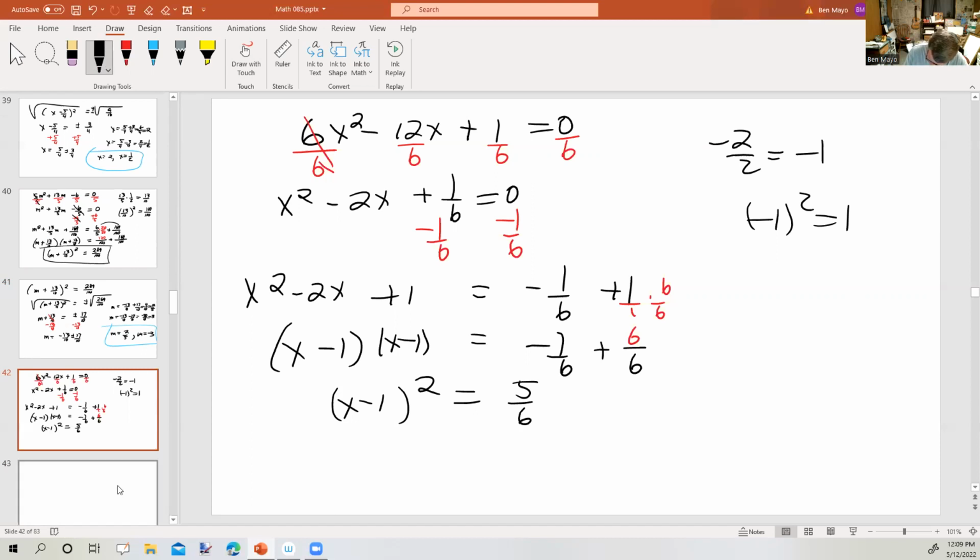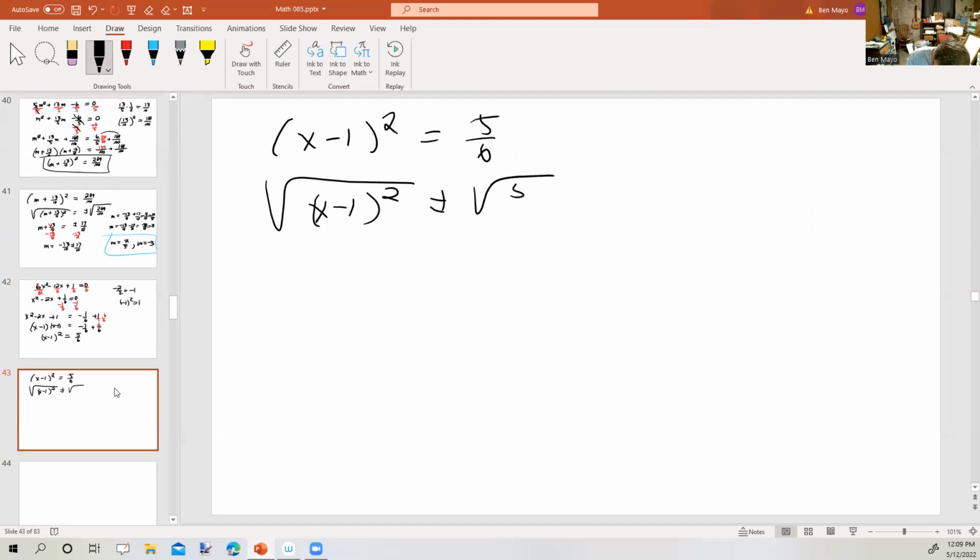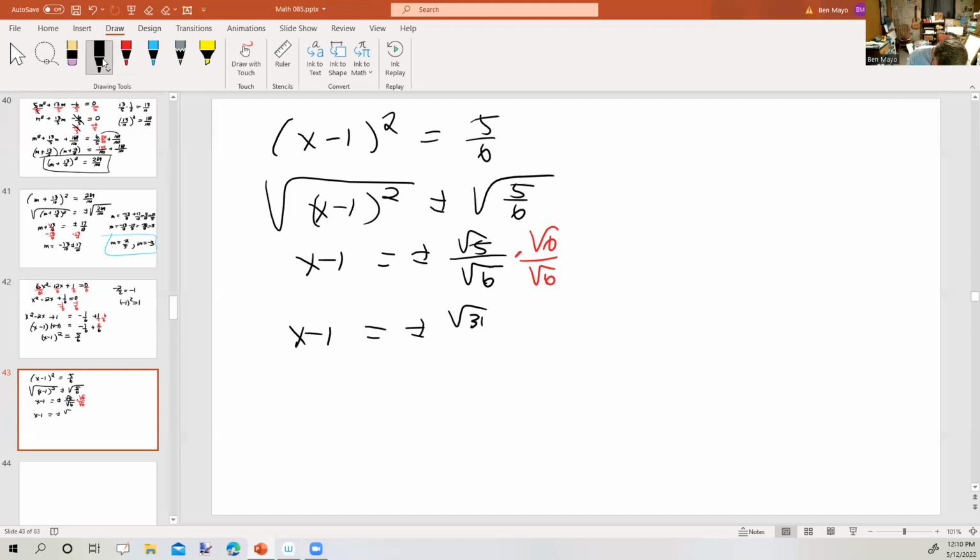Ready. All righty. So we've got x minus 1 squared equals 5/6. So we'll take the square root of both sides. I get x minus 1 equals plus or minus the square root of 5 over the square root of 6. I need to rationalize the denominator, so I'll multiply by the square root of 6 over the square root of 6. So I've got x minus 1 equals plus or minus the square root of 30 over 6.